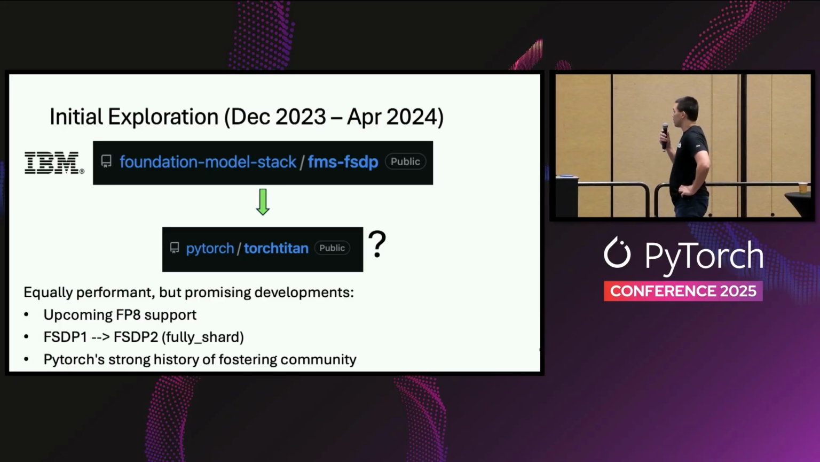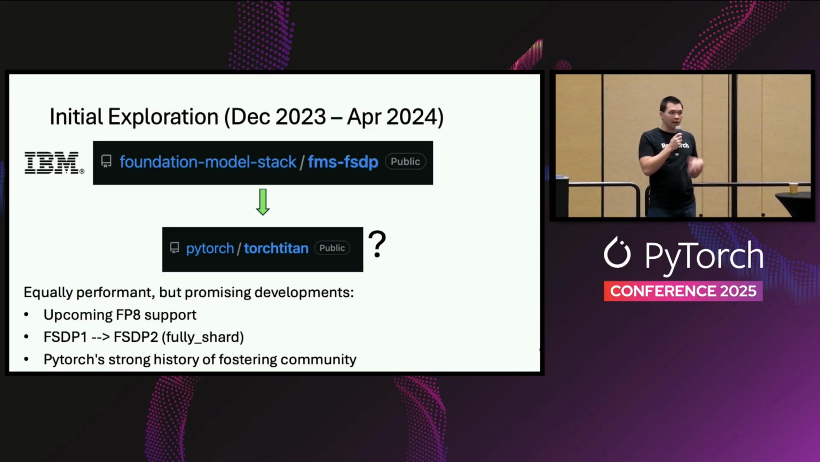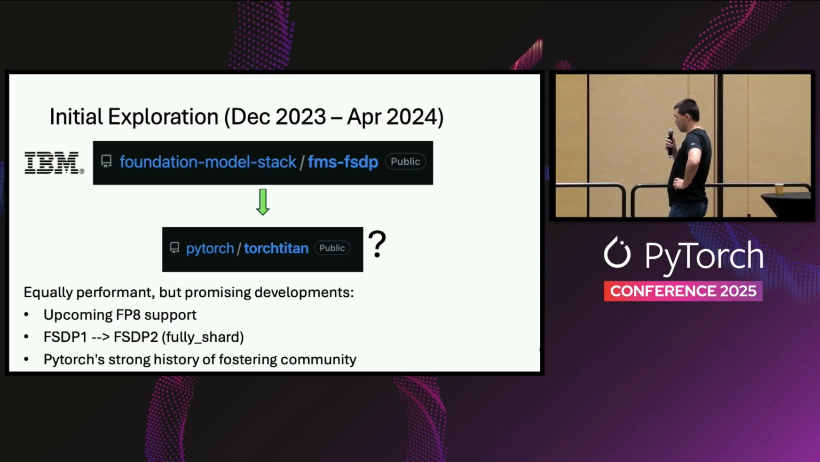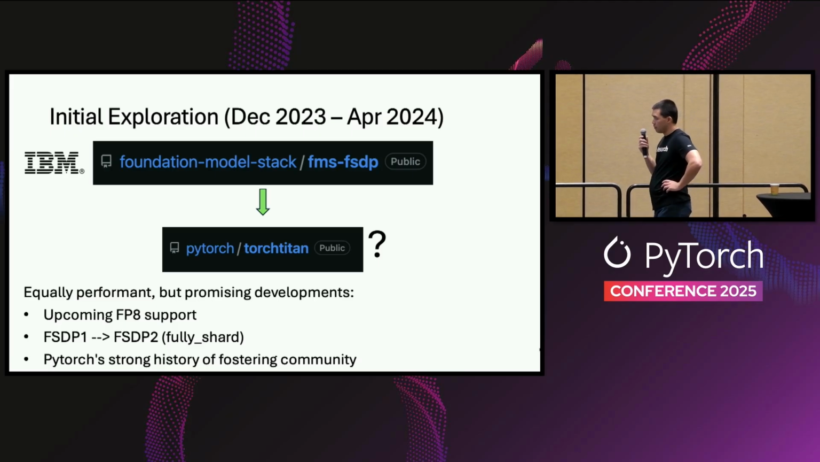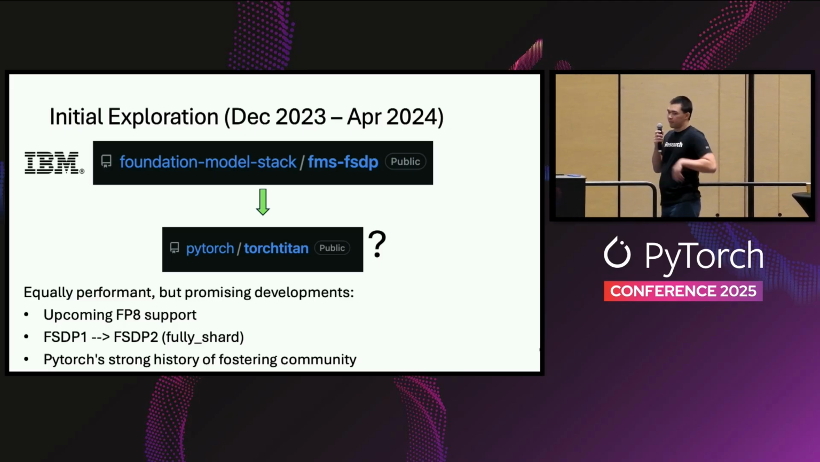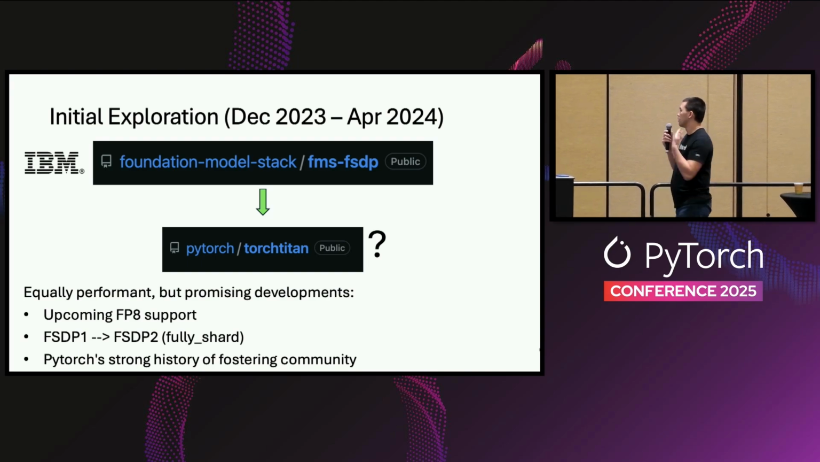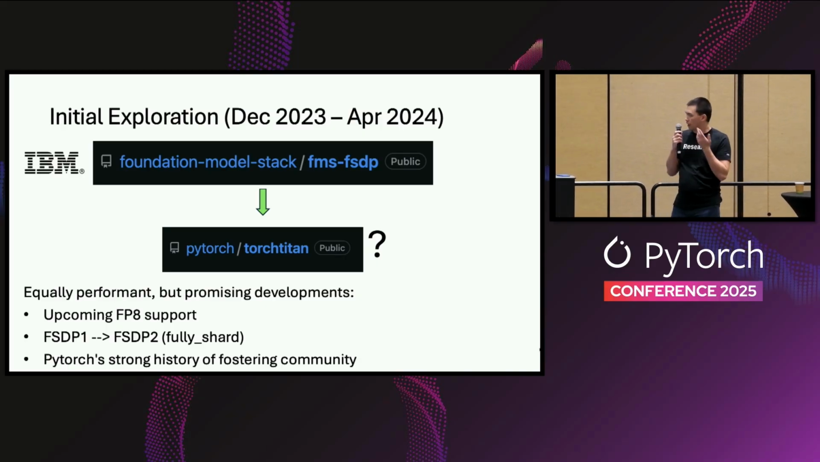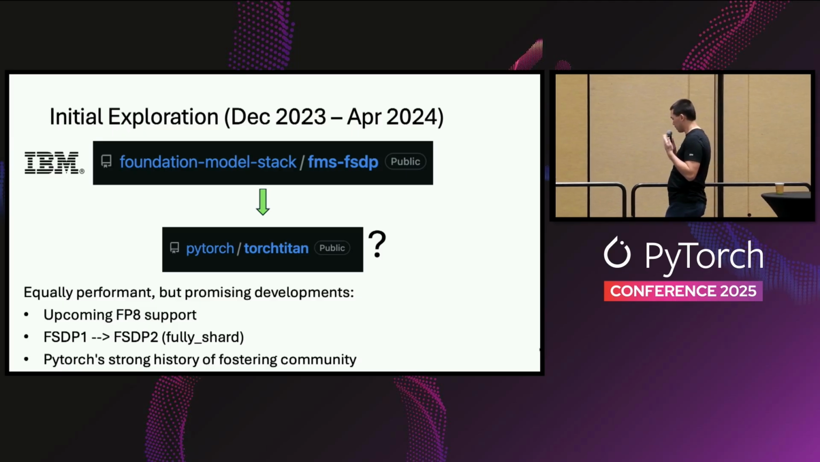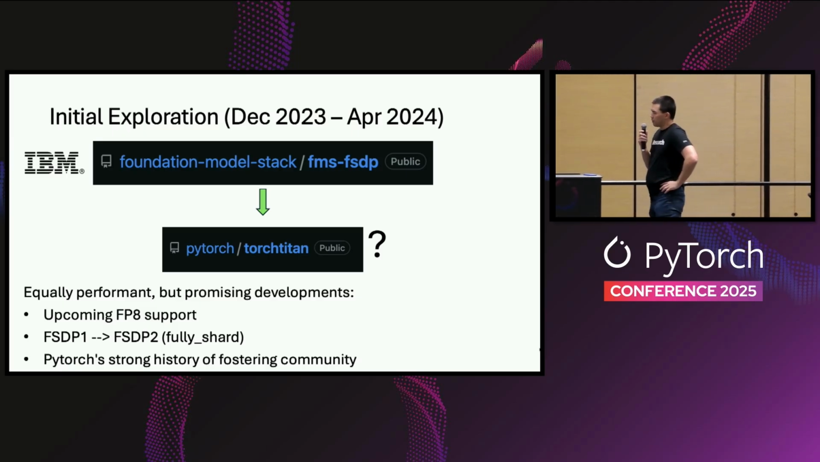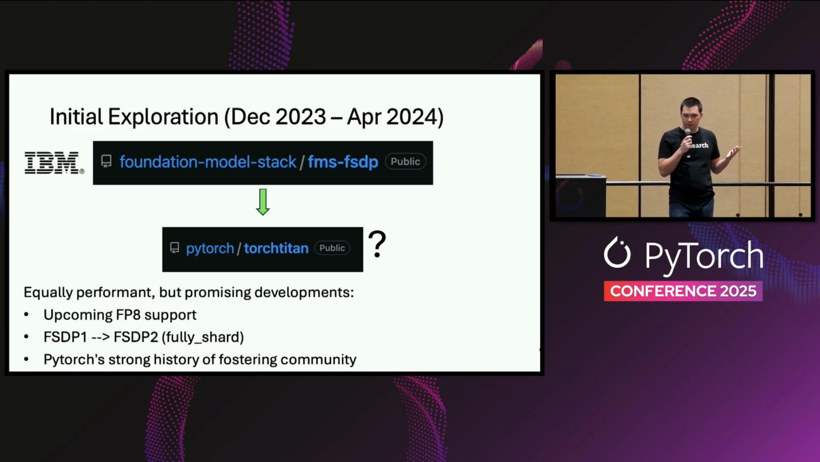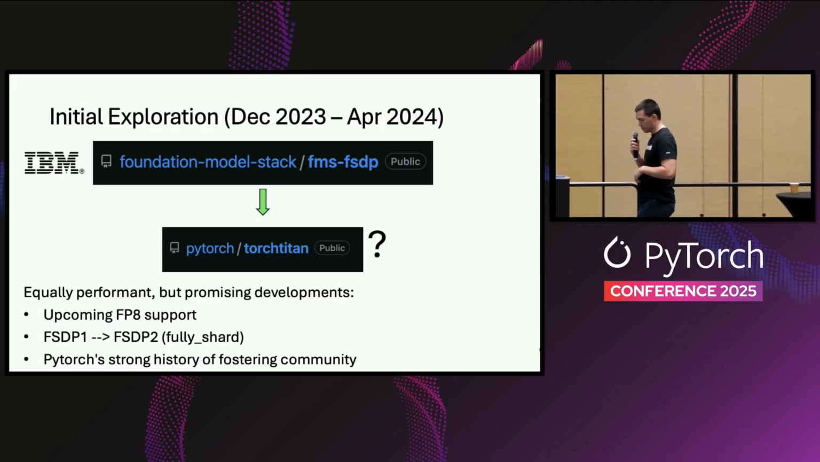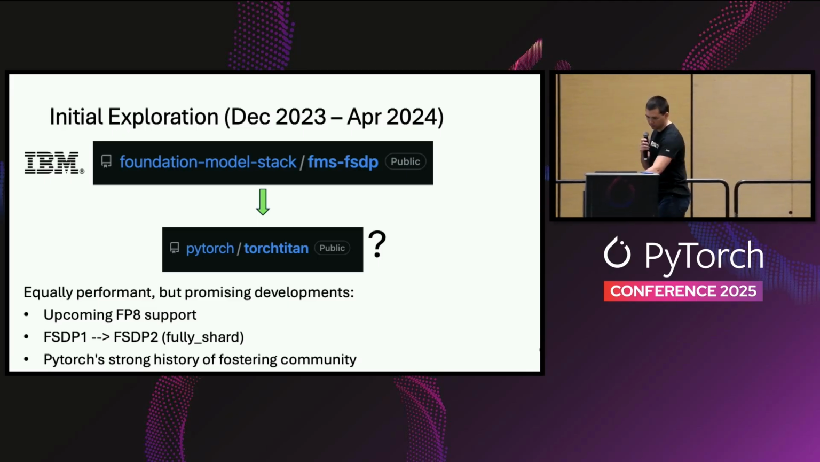So one was, at the time, upcoming support for FP8 training. I'll talk a lot more about that later on, and the nice benefits you get from FP8 in TorchTitan. This was the time when FSDP2 was also coming out, so this is the fully shard API, for those of you familiar with that. I would say a more ergonomic API, also more performant, something else we were interested in. But probably the main thing was PyTorch's excellent history of building these great, super useful repos, building great communities, and the promise of what was to come in the TorchTitan development.